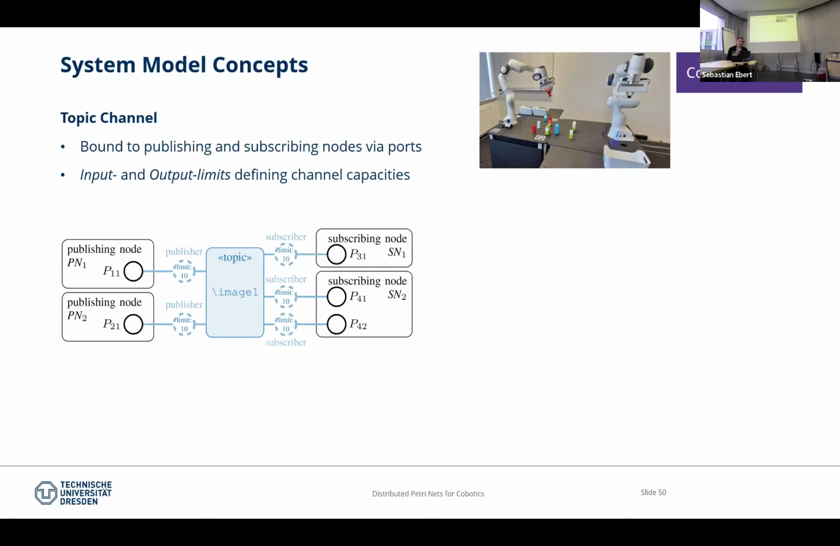So there we basically have our topic in the center, which has in its ports, which are on the left and the right side for inputs and outputs, channel capacities. And these capacities represent the capacities that you also have in the ROS application. And they are then connected by references to our subscribing and publishing nodes. So far to the communication.